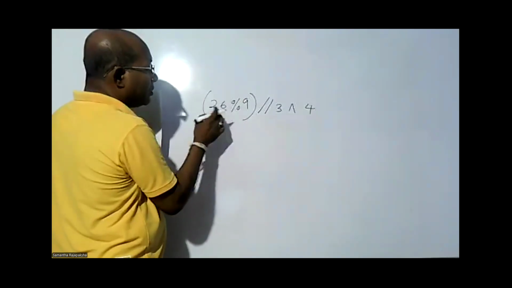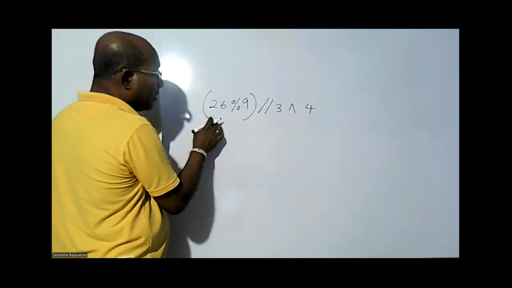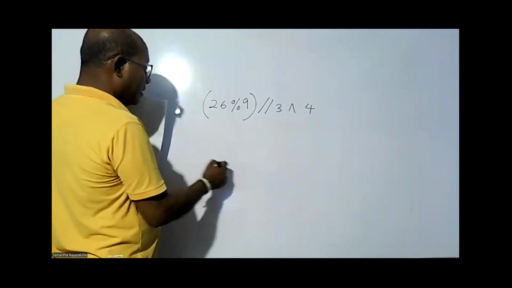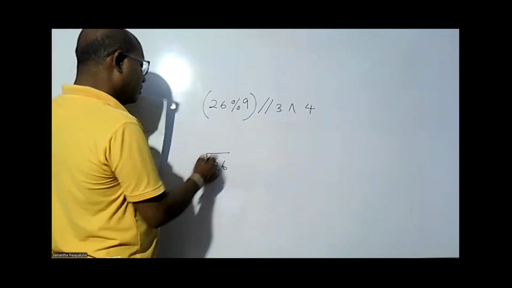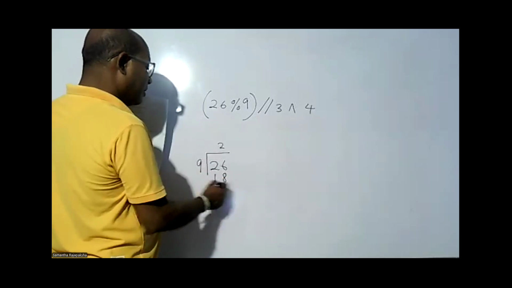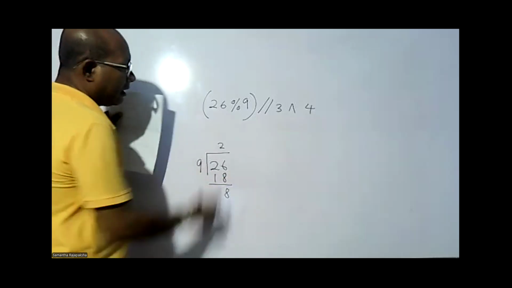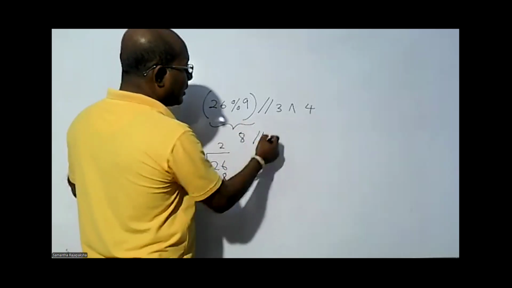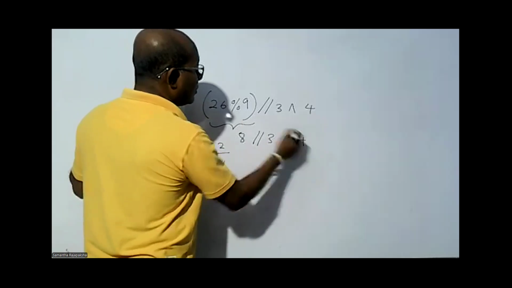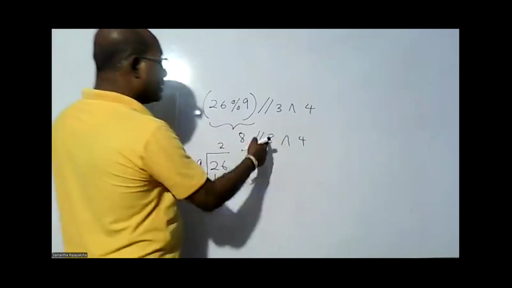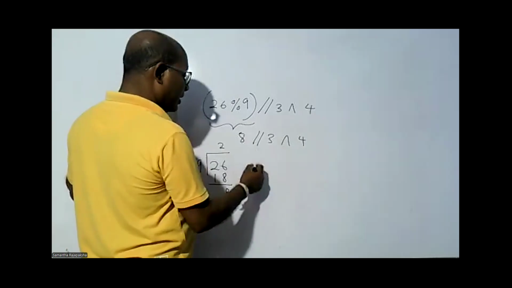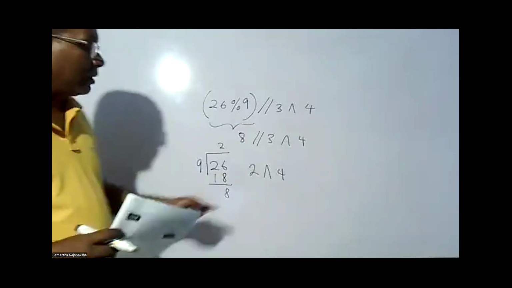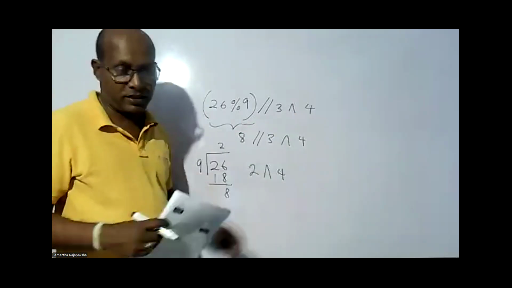9 into 2 is 18. How much remains? 8. Therefore the answer here is 8. Then 8 divided by 3, how many times does it go? 2. So the answer is 2. Then 2 exclusive OR 4. The bitwise operators are given low priority.